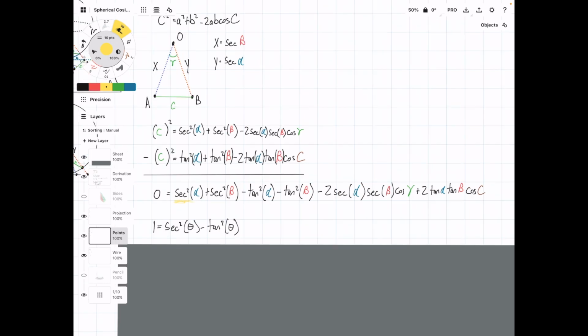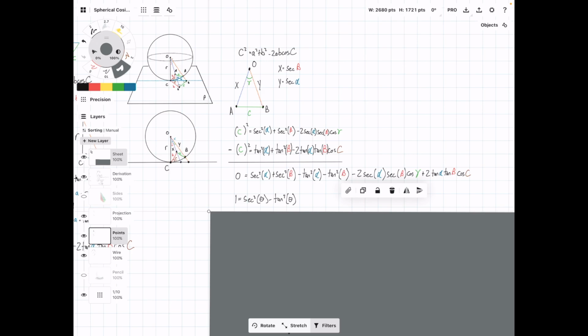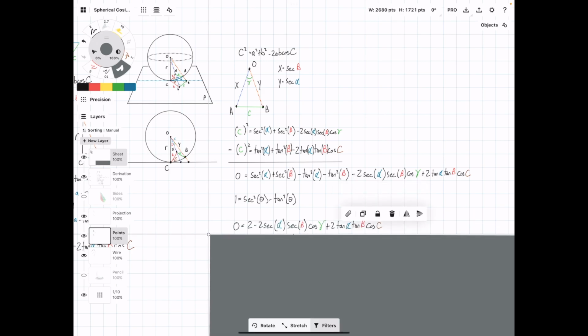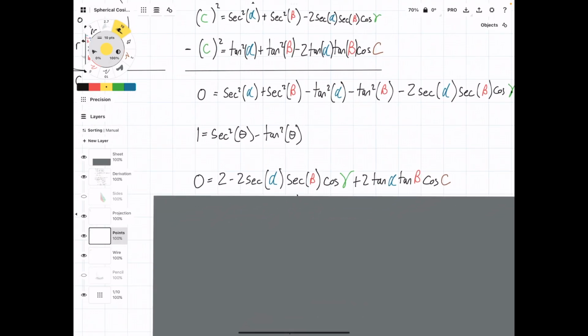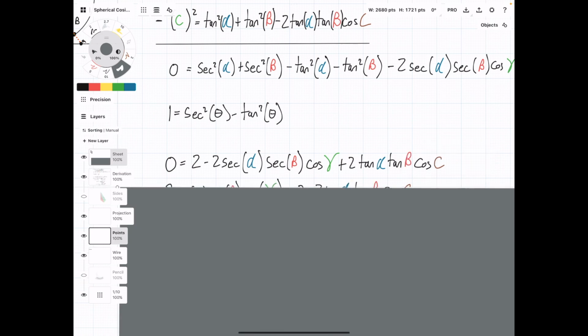First one is secant squared minus tan squared alpha, and then we have secant squared minus tan squared beta. And so both of those just turn into 1. So the equation becomes this. Zoom in a little bit. 0 equals 2 minus 2 secant alpha secant beta cosine of gamma plus 2 tangent of alpha tangent of beta cosine of c. So we're getting somewhere.